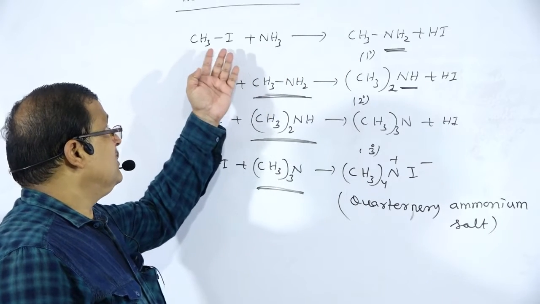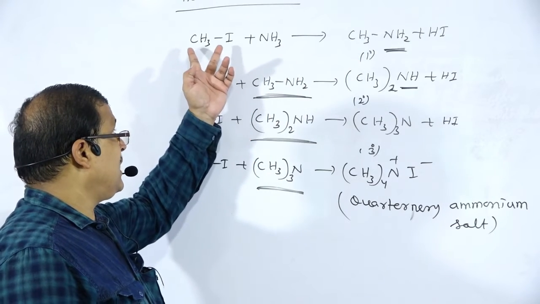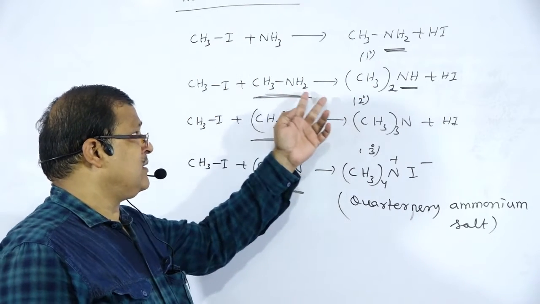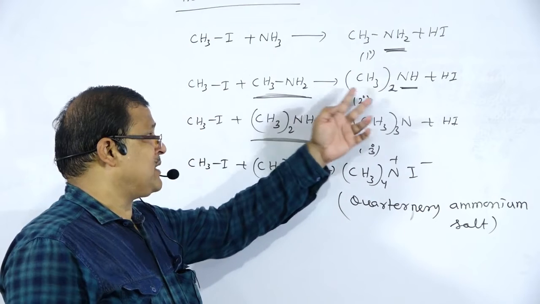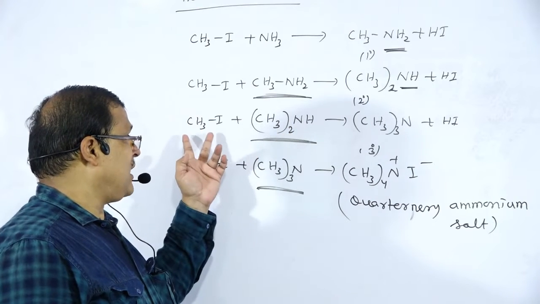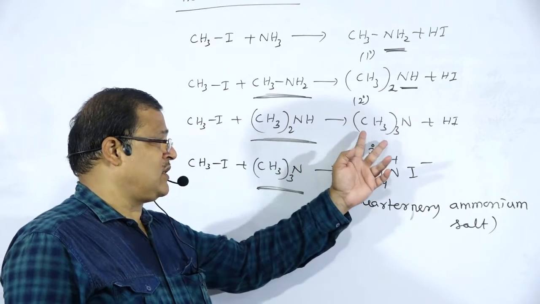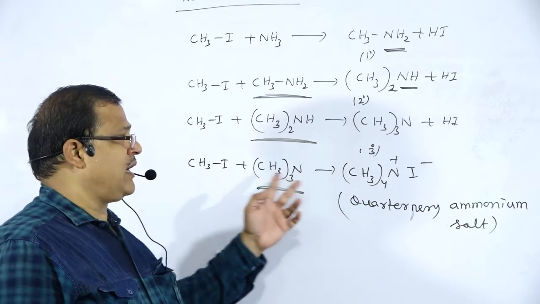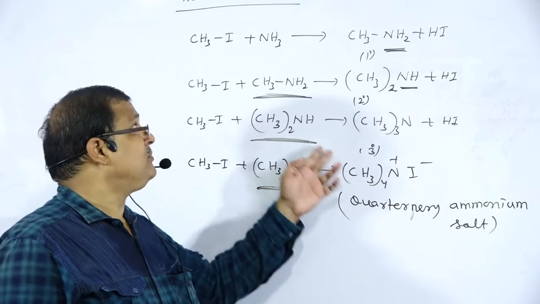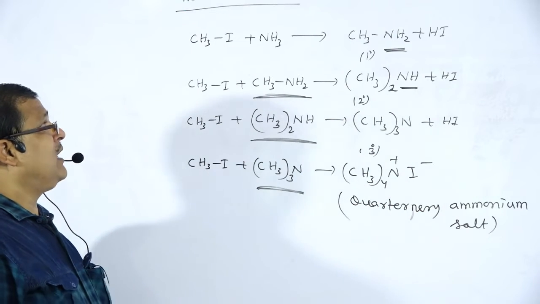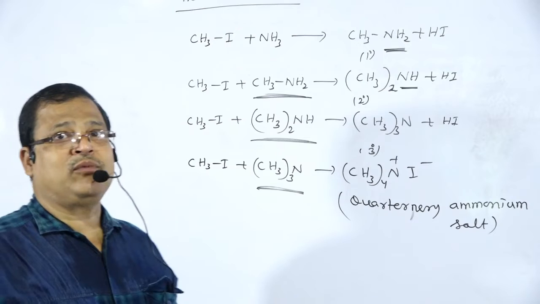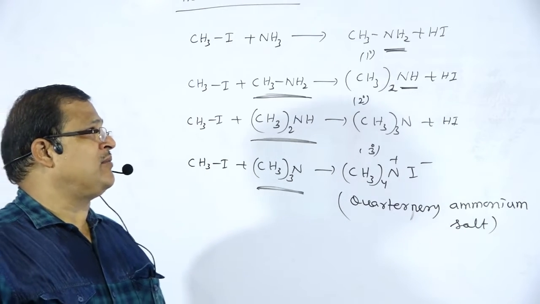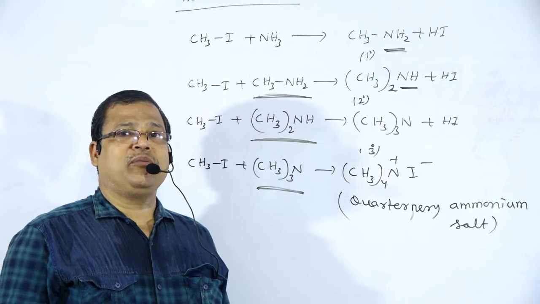So alkyl halide reacts with ammonia to form a primary amine. That again reacts with another molecule of alkyl halide to form a secondary amine. The secondary amine reacts with another molecule of alkyl halide to form a tertiary amine. The tertiary amine again reacts with another molecule of alkyl halide to form a quaternary ammonium salt. So this is the reaction of ammonia with alkyl halide, an example of a nucleophilic substitution reaction. Next we will see the reaction with sodium acetylides.